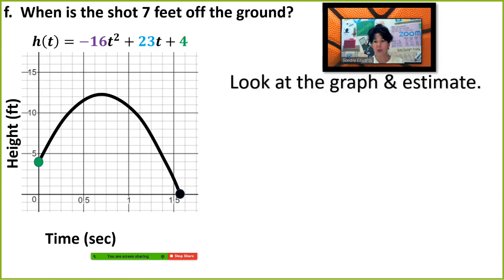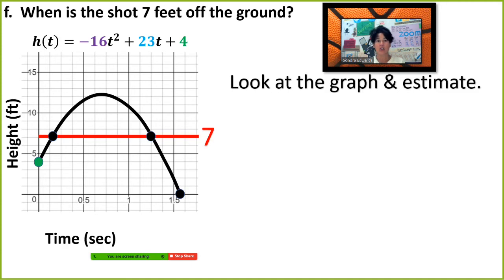When is the shot 7 feet off the ground? Again, let's look at our graph just to estimate our answers. Here's a horizontal line at 7, and right about there, the ball is 4 feet, it's climbing, it's at 7 feet, and so on, back down to 7 feet, and then it hits the ground. So notice from our picture, we can tell that we're going to have two answers.